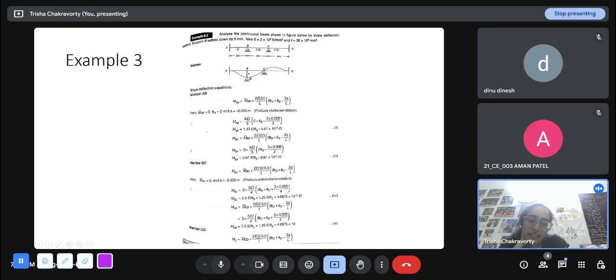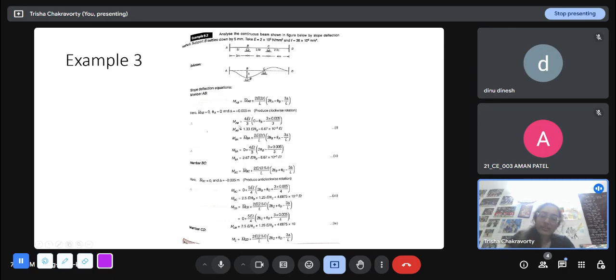plus 2EI by L into 2θA, θB, and delta. So now θA is 0 because this is a fixed support, so the rotation is not allowed. θB has some non-zero value and delta is 0.005. Why is it positive? Since it is providing a clockwise rotation in the member. Now, see the interesting thing, there is no applied moment at all in this structure. So, if the support did not settle, all the forces and displacements in the structure would be 0. But there is a displacement. For that, the beam undergoes a deflection and it will have some bending moment and shear force.